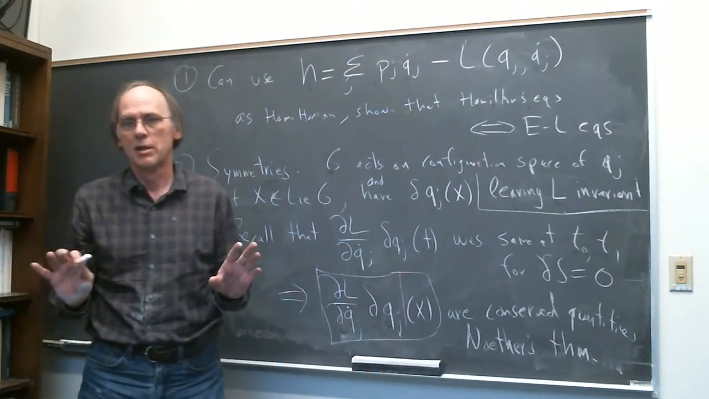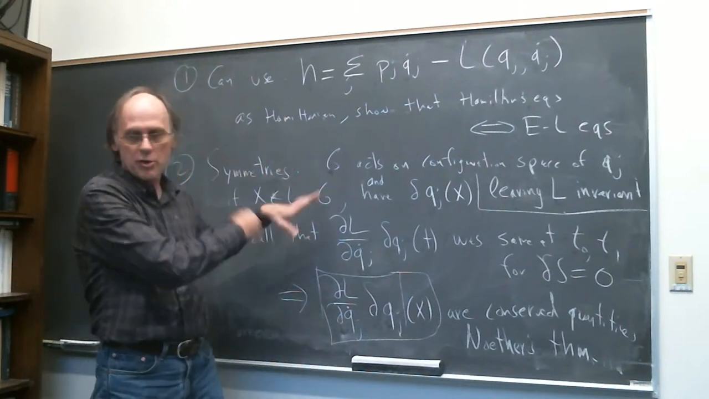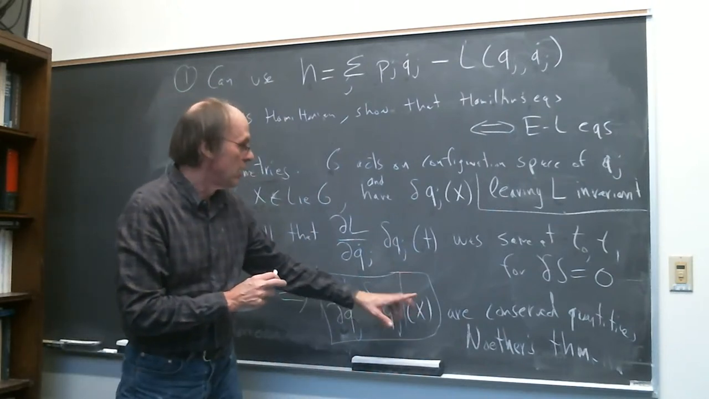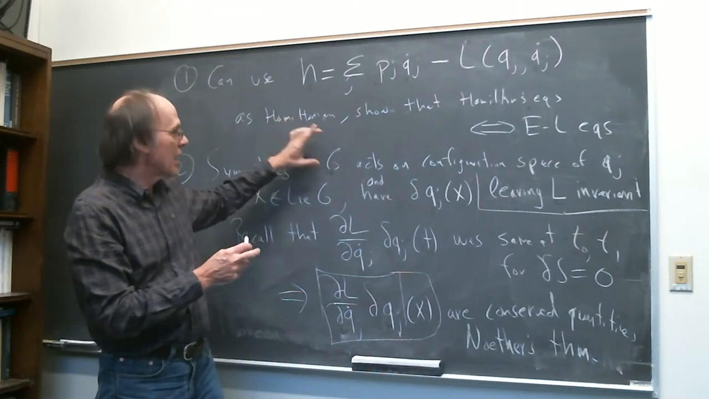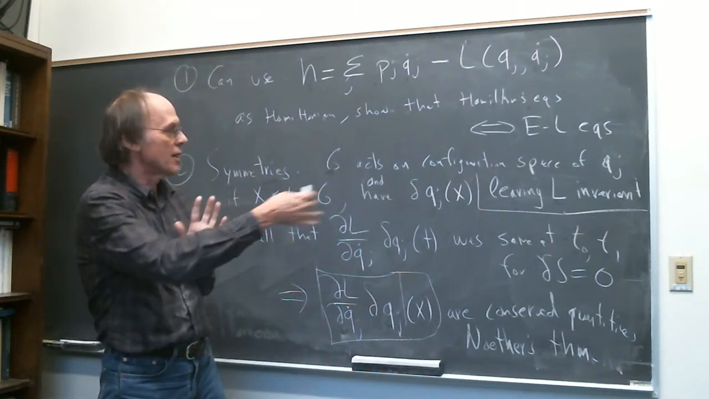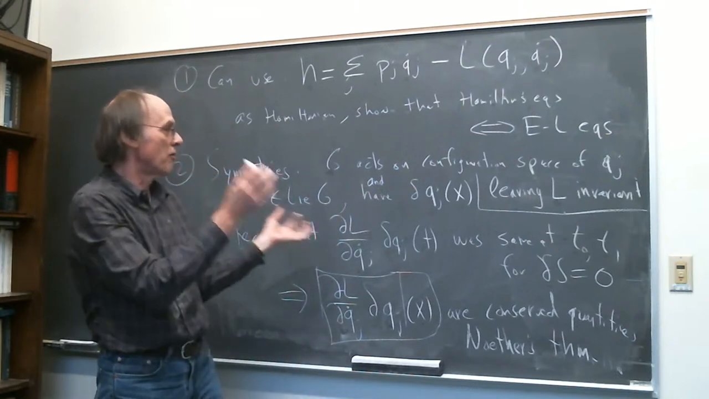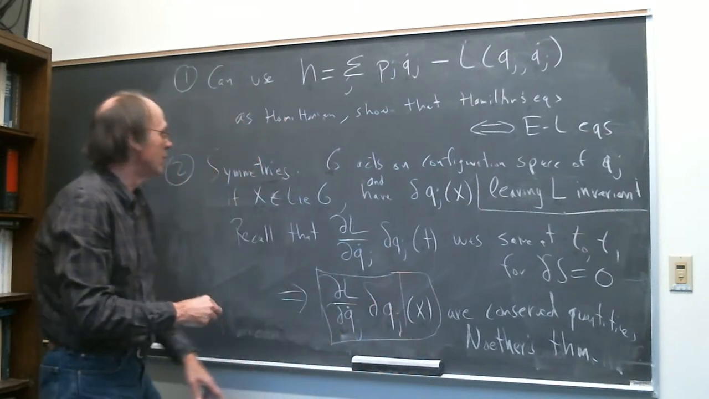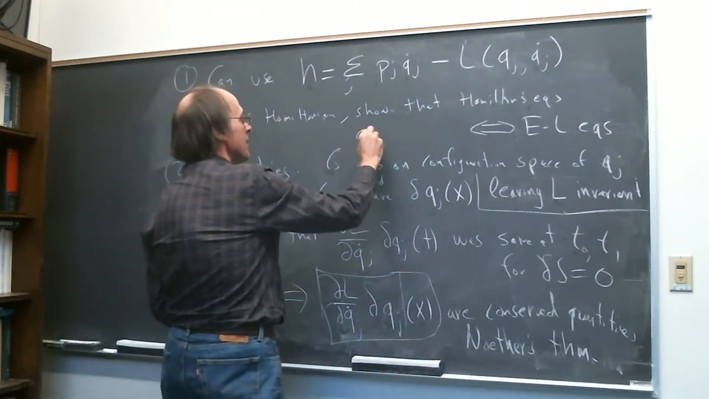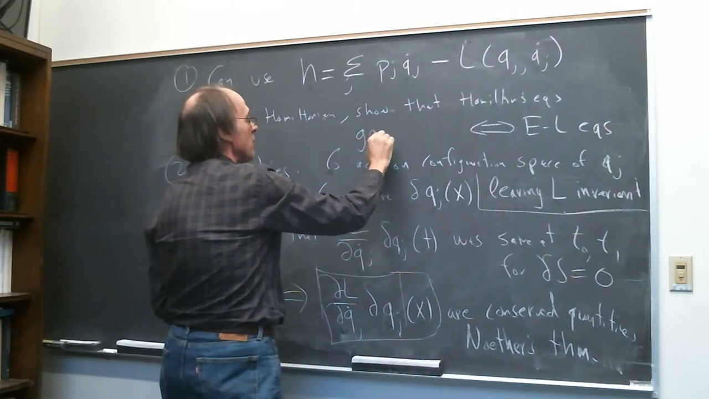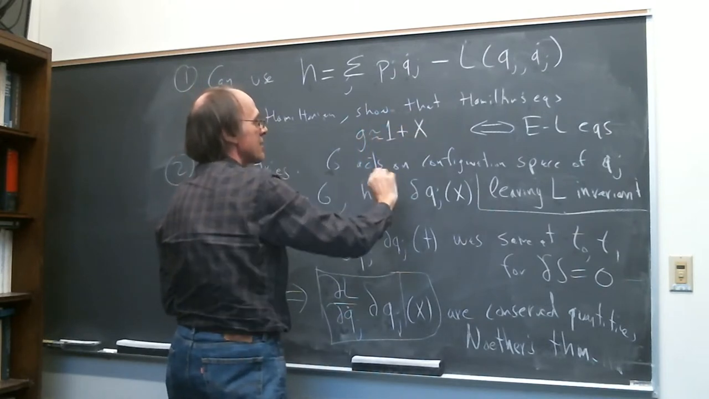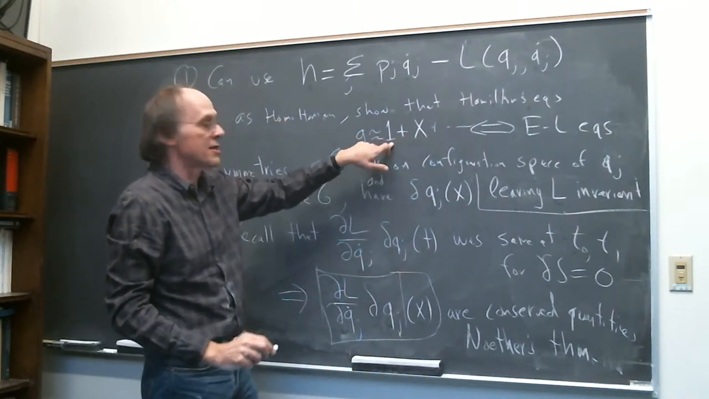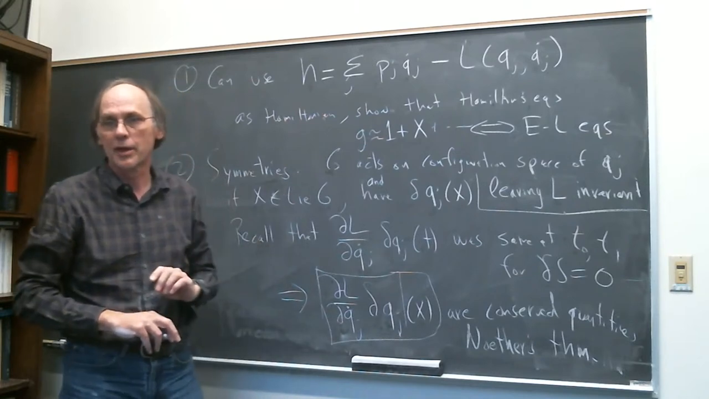There's no quantum mechanics or representations or any of that. You've got some group, which you think of as the group of translations on the configuration space, or the group of rotations in the configuration space, and X is just something such that G is approximately equal to the identity plus X, plus higher order. So X is just some kind of first order infinitesimal change near the identity. That's all.